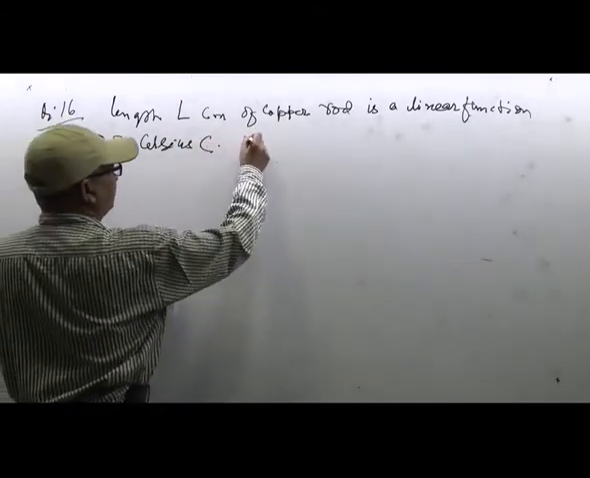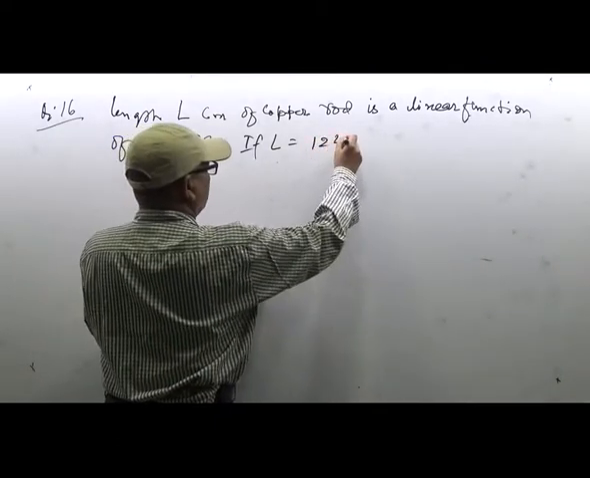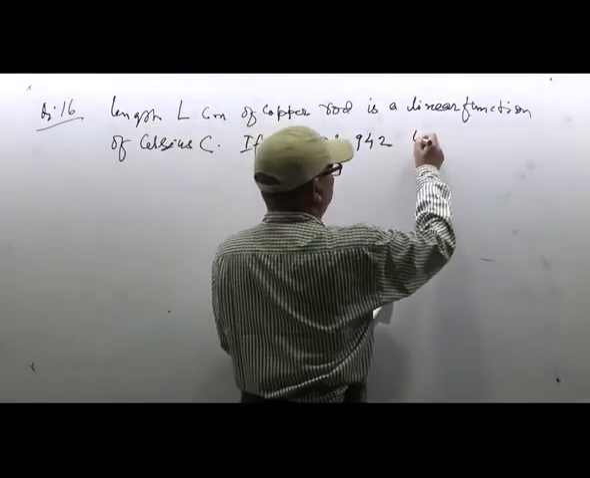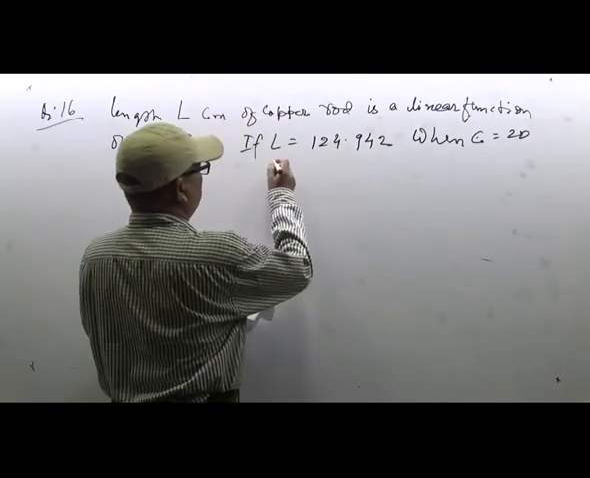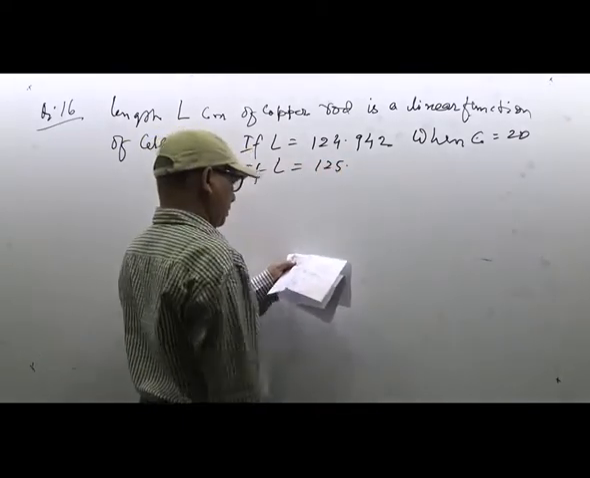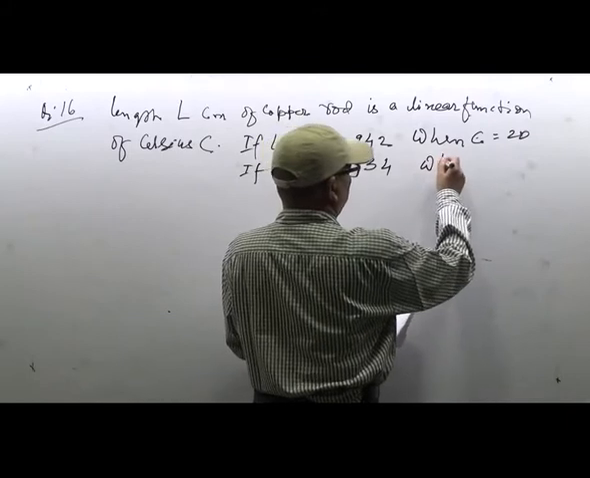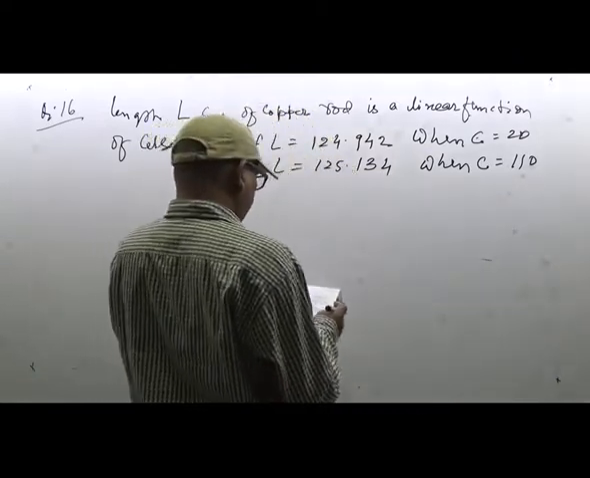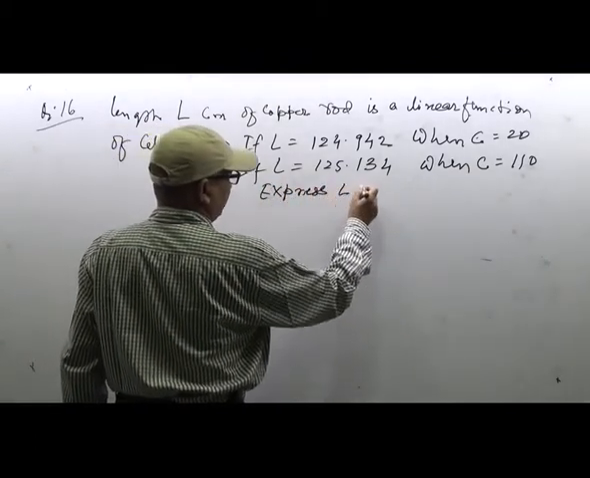If L is equal to 124.942 when C is equal to 20, and L is equal to 125.134 when C is equal to 110. Express L in terms of C.